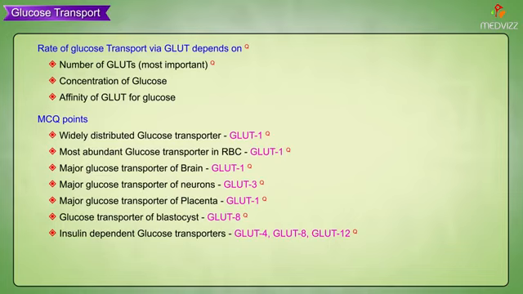Insulin-dependent glucose transporters are GLUT4, 8, and 12. GLUT1 is not present in the neurons. The urate transporter is GLUT9.